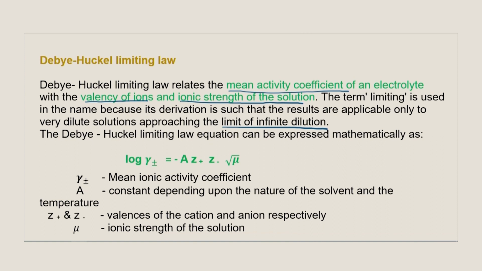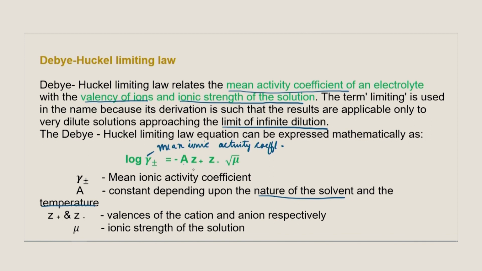Now, the expression is mathematically written as log gamma plus minus, this stands for mean ionic activity coefficient, equal to minus A. A is a constant which depends upon the nature of the solvent as well as the temperature, and Z plus and Z minus are the valencies of cations and anions, and root mu, where mu stands for the ionic strength of the solution, which we will be determining the way I have just explained.